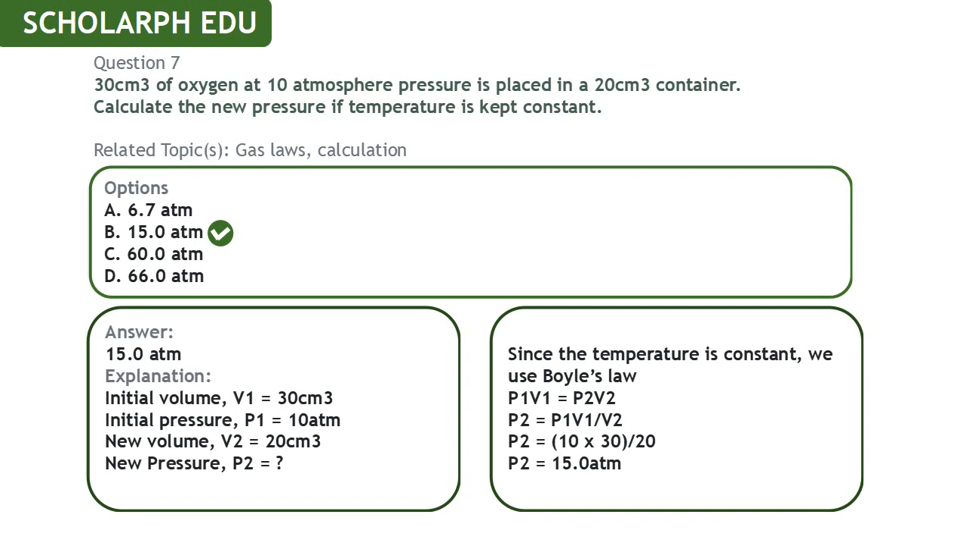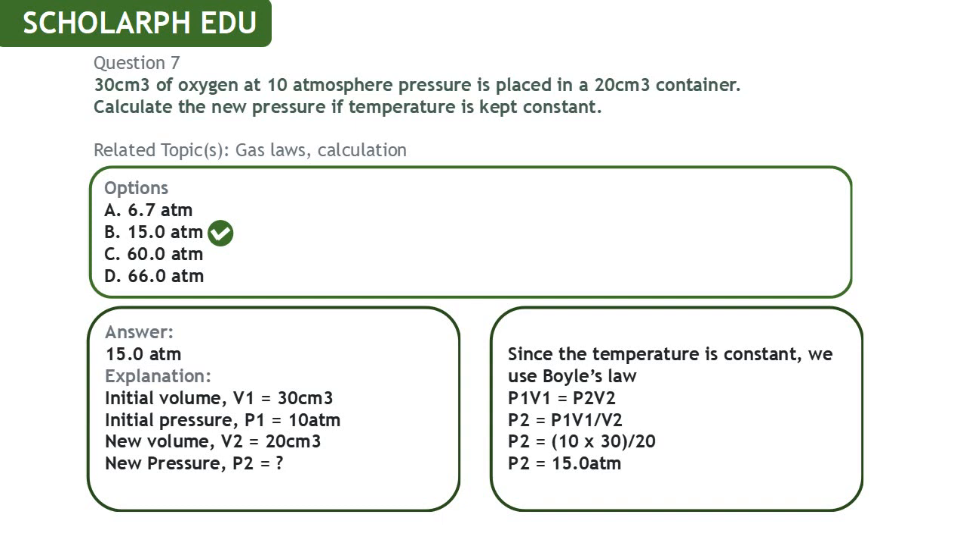From Boyle's law, we have P1 V1 equal to P2 V2, where P1 V1 are the initial values of our pressure and volume, and P2 V2 are the new values. Now the question says 30 cm cube of oxygen at 10 atmospheres, so this is the initial volume and this is the initial pressure. It is now placed in a 20 cm cube container, which means the volume has changed. So you have to calculate the new pressure if the temperature is kept constant.